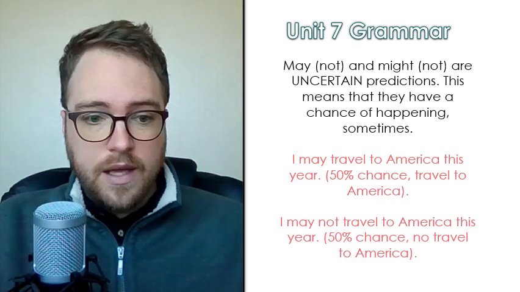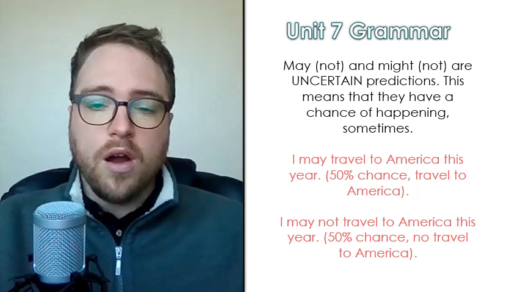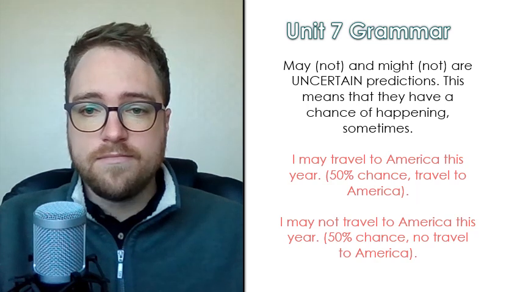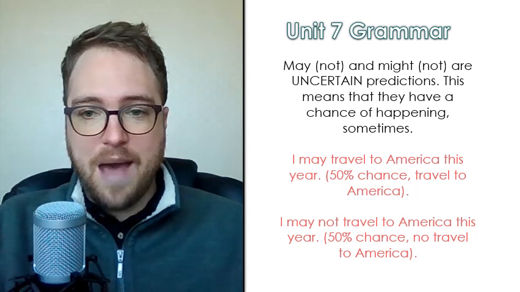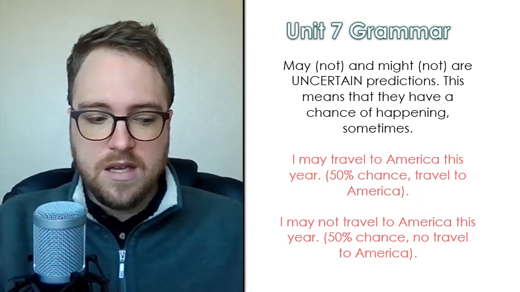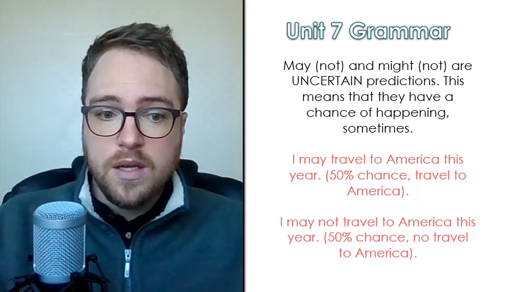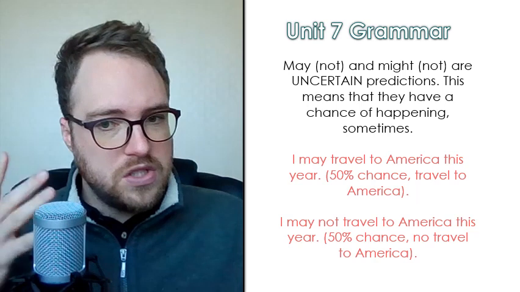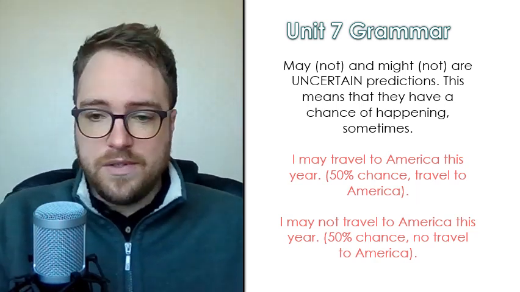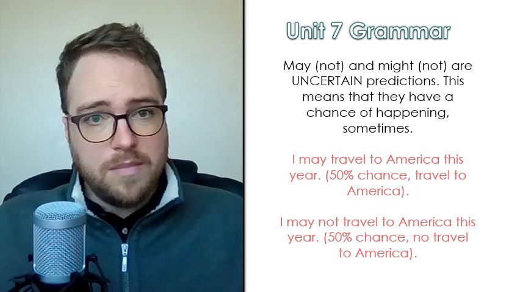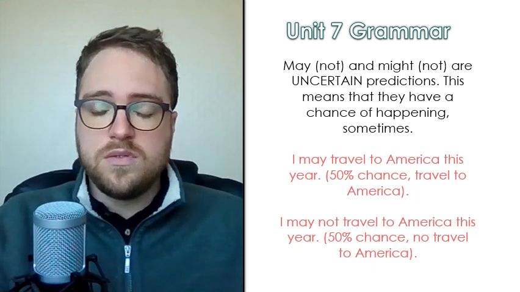May not and might not, or may and might, are uncertain predictions. This means that they have a chance of happening sometimes. So, I may travel to America this year means there's a 50% chance to travel to America. Or I may not travel to America. Also means maybe 50% chance not to travel to America.